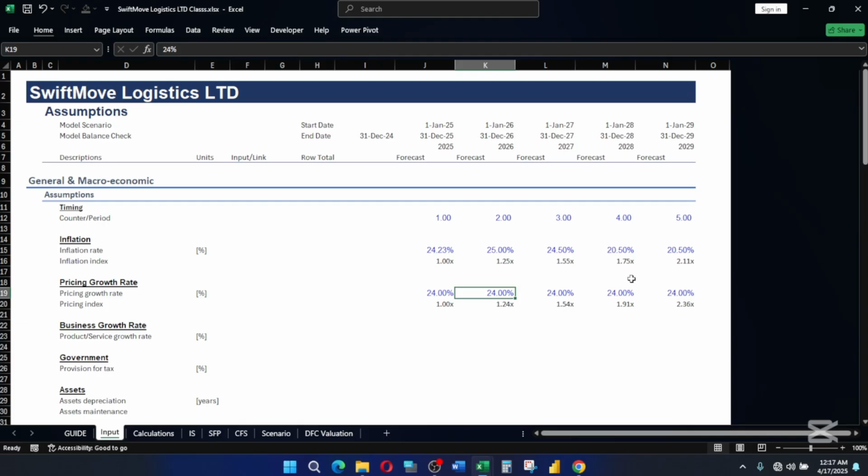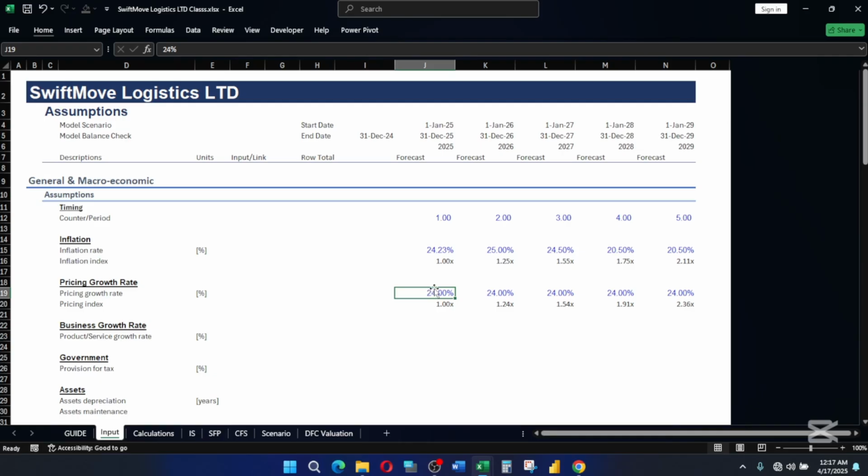You are trying to model and say, okay, the economy is not going to be stable. The way it was yesterday is not going to be the same today, right? So that is why you take precaution of these things. Now we have modeled our pricing growth rate and also our pricing. We have calculated our pricing index, which is what we are going to be using to do our calculations, right?